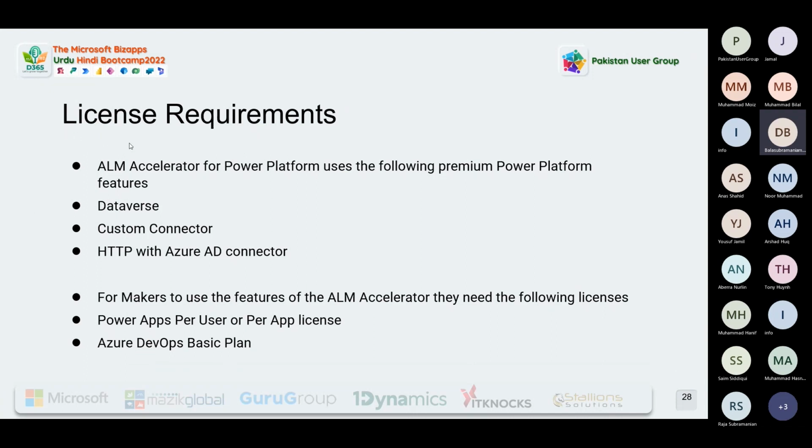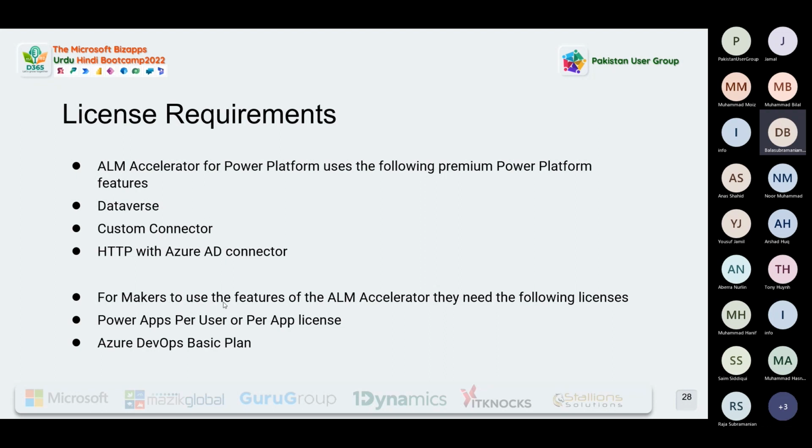But in order to use this ALM accelerator, there is a license requirement we mainly need, and we use the following premium Power Platform features. This ALM accelerator uses premium Power Platform features: one is a Dataverse custom connector, and the HTTP with Azure AD connector. So these three are the premium features this ALM accelerator is using. In order to use this, we need these three things, so we should be very careful with this.